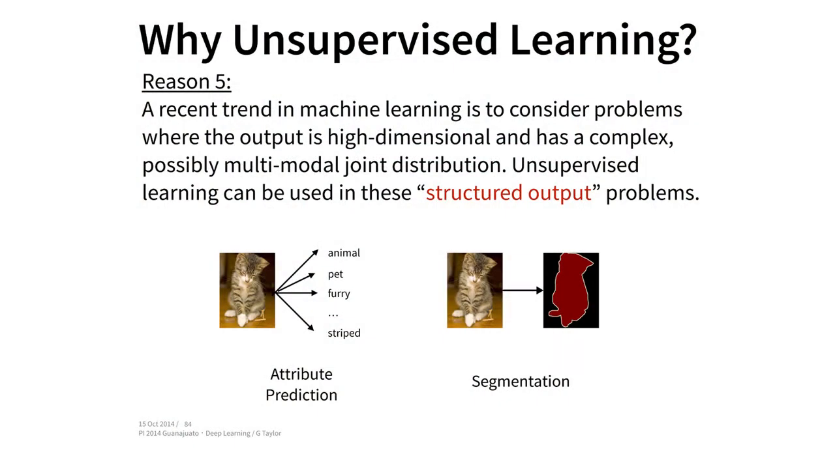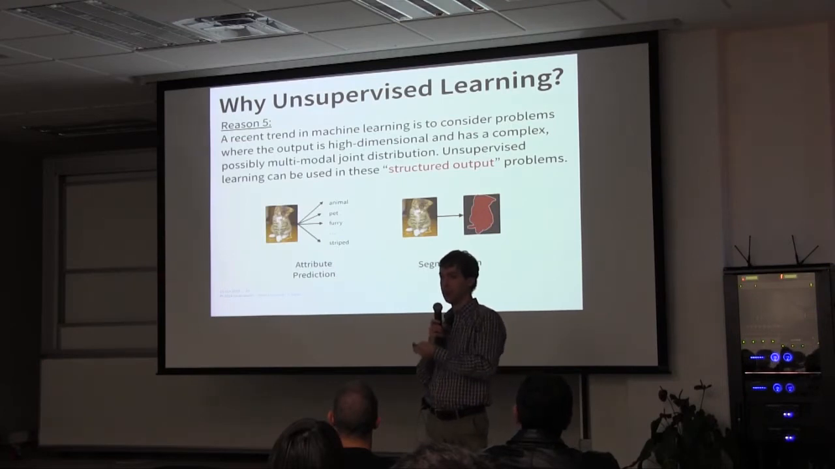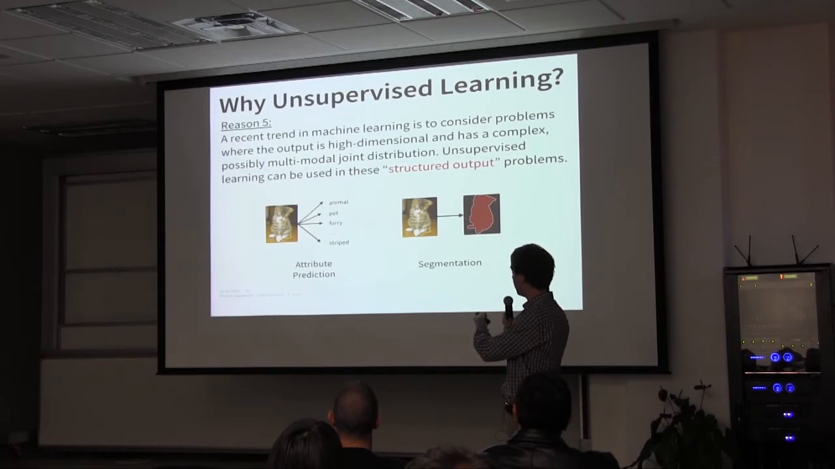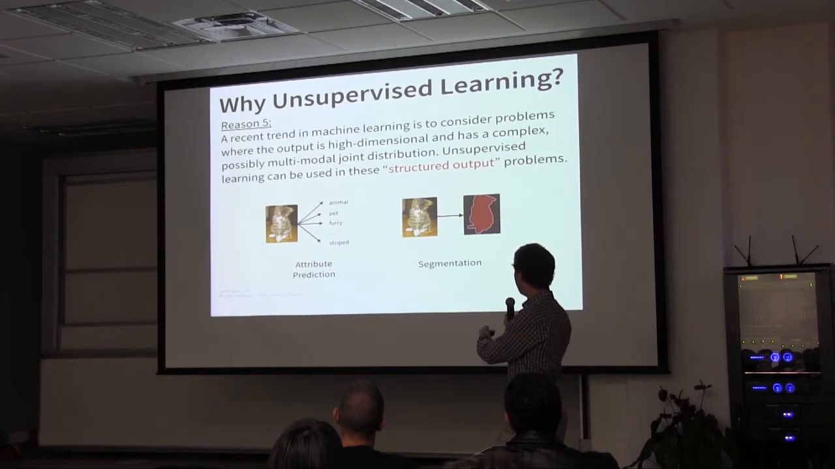And then finally, we've talked a lot about simple problems like classification or regression, simple in the fact that the outputs that they produce are, say, one of k categories or a single number. But there are a lot of problems that fall under the umbrella of what's called structured output prediction, where you're actually predicting a high-dimensional output. So you take an image in and say you produce an image out. This is something like segmentation, where you take an image in and you produce a mask. Or you take an image and produce multiple attributes.